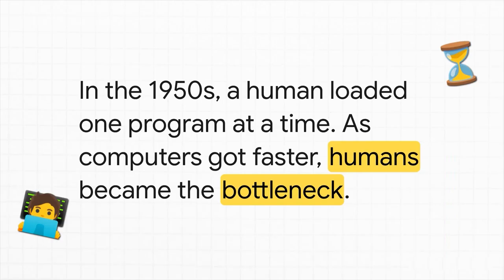So, let's set the scene. It's the 1950s. Computers are these giant room-sized machines, incredibly powerful for their time. But believe it or not, their biggest weakness was us. A person had to physically load a program, wait for it to run, take the results out, and then load the next one. As the computers got faster and faster, the human operator just couldn't keep up. We were the bottleneck. And that problem is the whole reason the operating system was born.